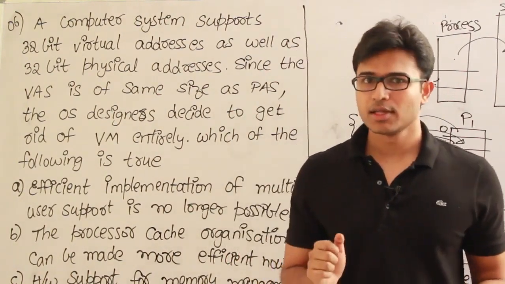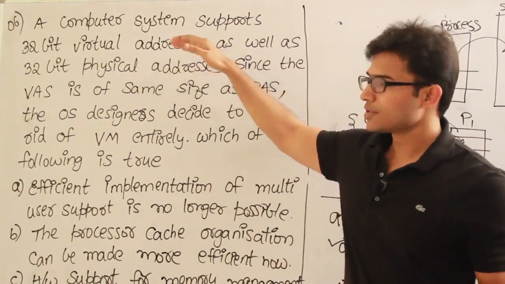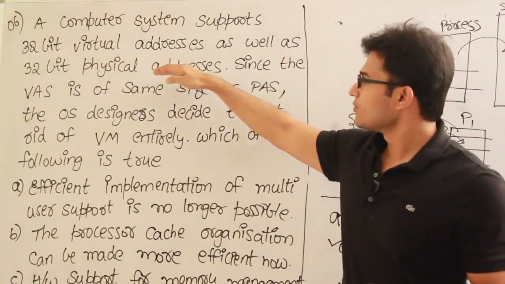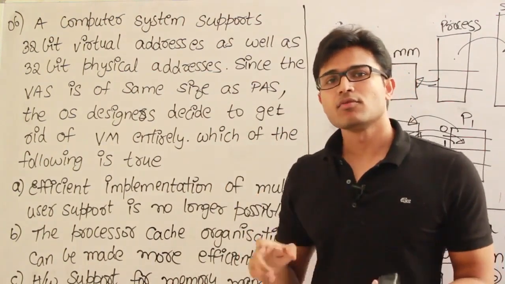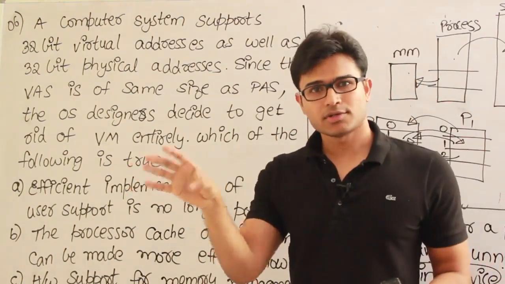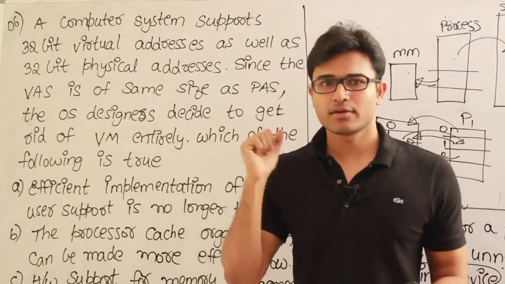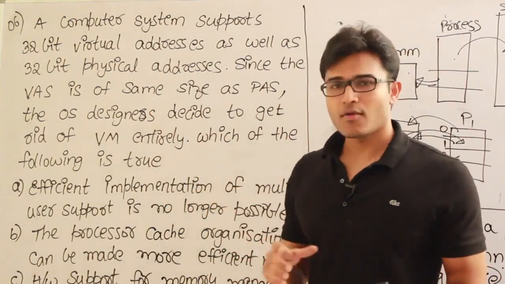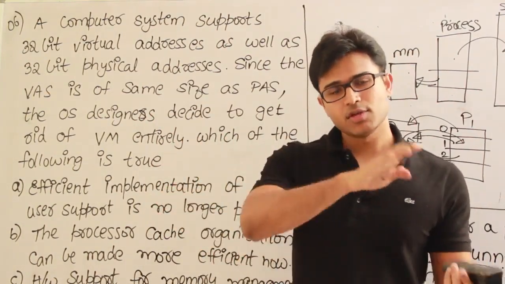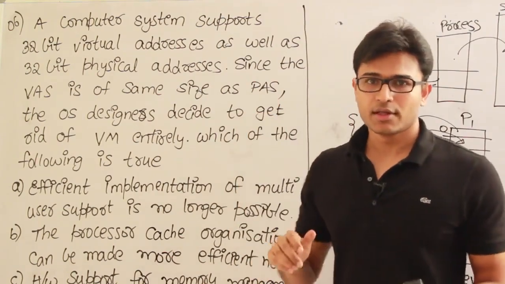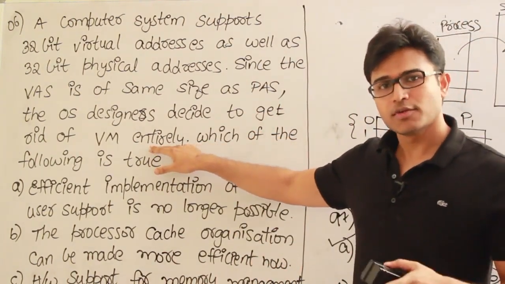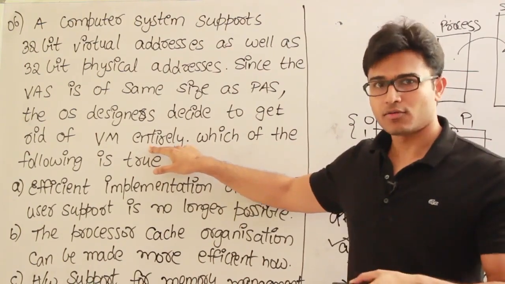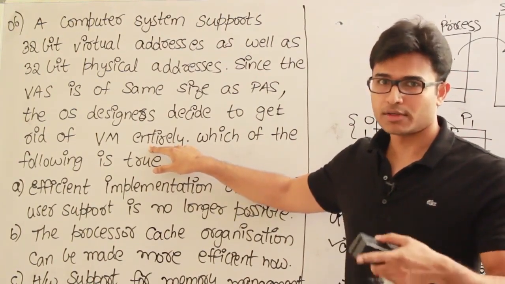Are you following it? The virtual address space, which means the process size, is equal to the physical address size, which means the main memory. Both are equal, and therefore we need not load only a part of the process; we can load the entire process and run it. So they thought we will not load part of the process, we will load the entire process and run it. Getting rid of virtual memory, and what is virtual memory? Running or loading only a part of the process in order to run it, right?